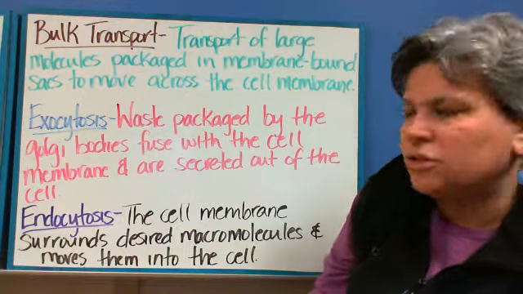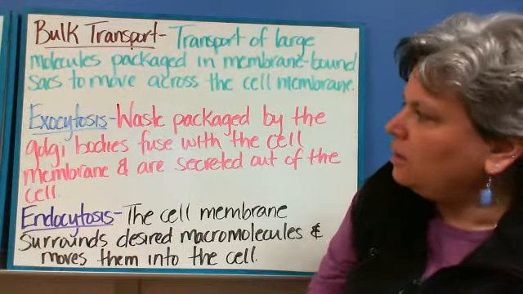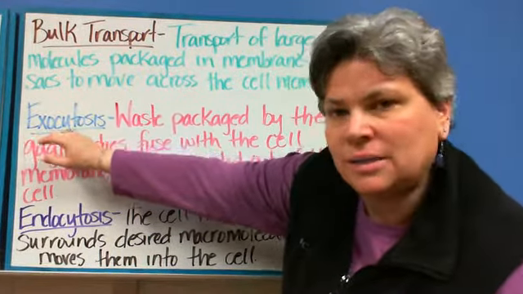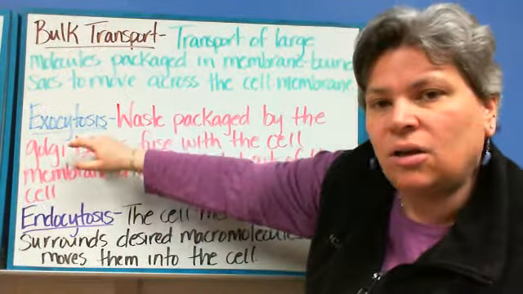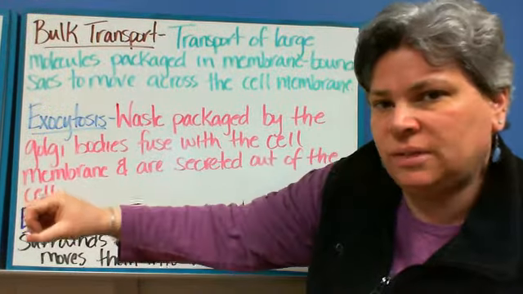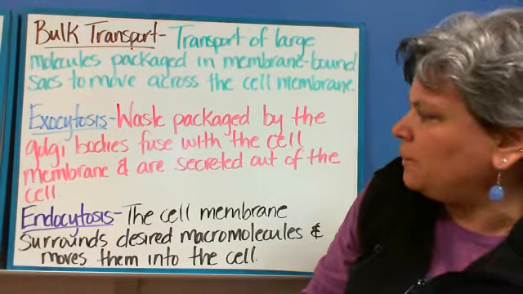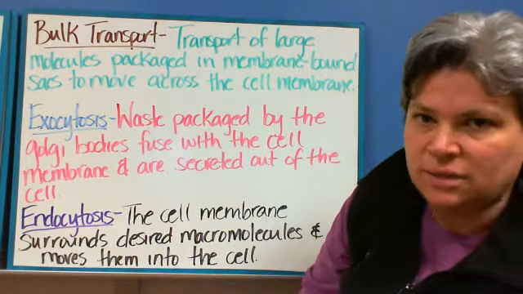And then finally, there's two other terms that we need to look at. The first one being exocytosis. Exo, remember, means out. Cyto means cell. So we're moving something out of the cell. Waste packaged by the Golgi body fuses with the cell membrane, and they're secreted out of the cell.